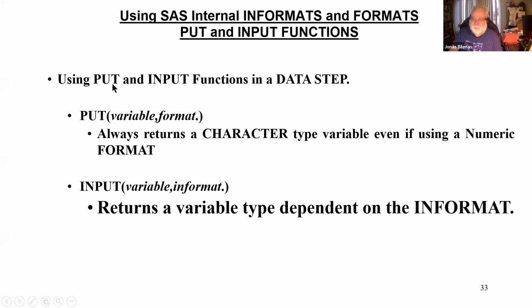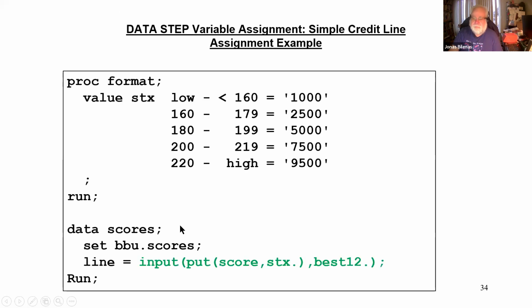And we can use different functions in the data step using the PUT and INPUT functions. PUT, you take a variable and you apply a format. The PUT always returns a character type variable, even if using numeric variables. And INPUT returns a variable dependent on the informat. So if you're using an informat as numeric, that variable will be numeric.